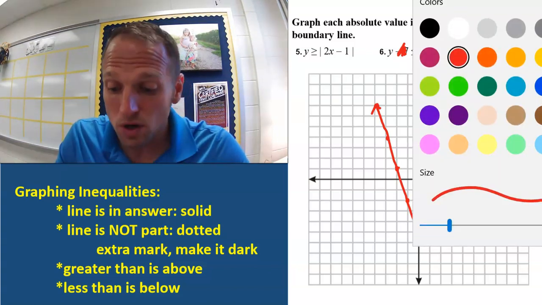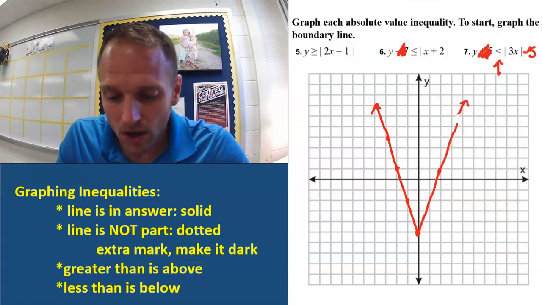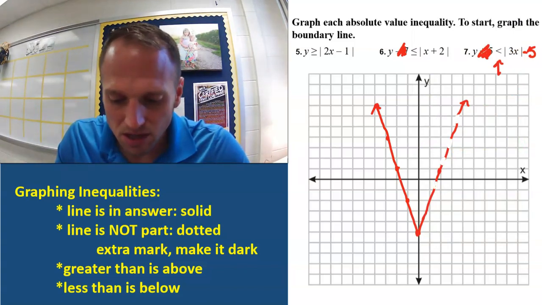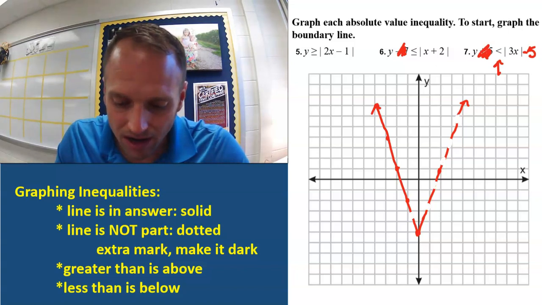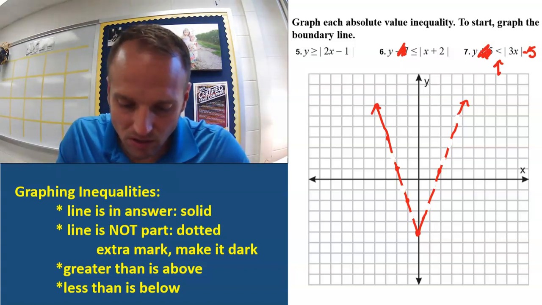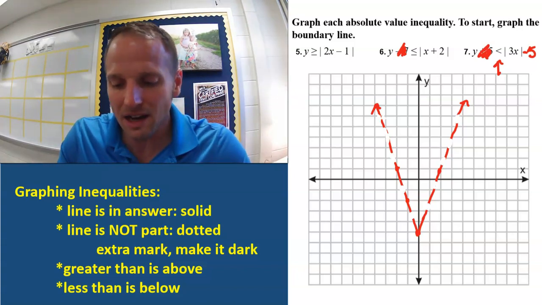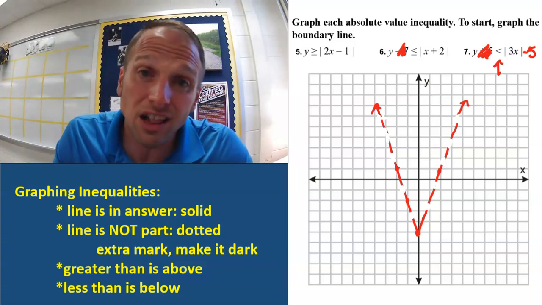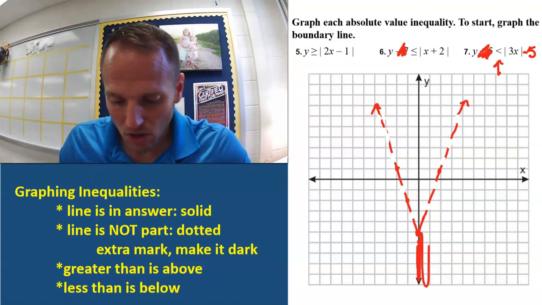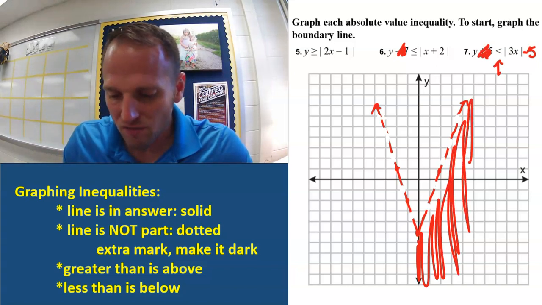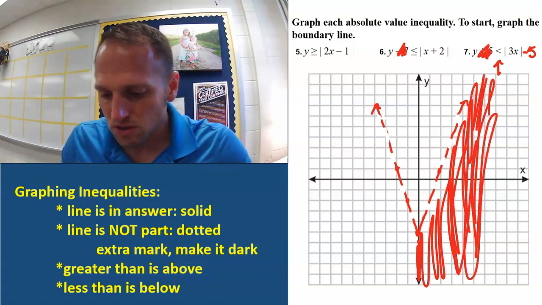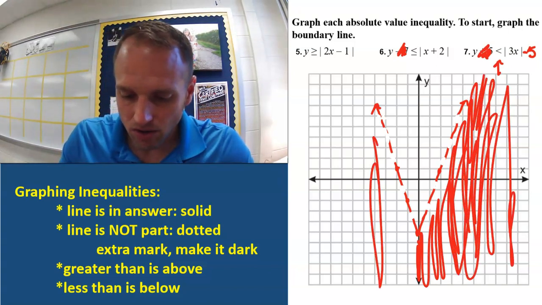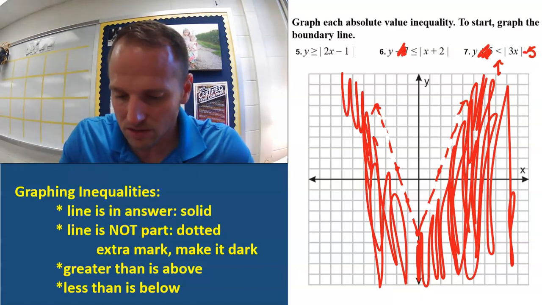Okay, now our inequality sign is less than. Not less than or equal to, just less than. So we've got to make this a dotted line because the points on that line are not a part of this solution. Okay, so we've got a dotted line there. Now, last question, do we shade above or below? Well, that's less than. Less than means below, so we need to shade everything below this line out here just like this.